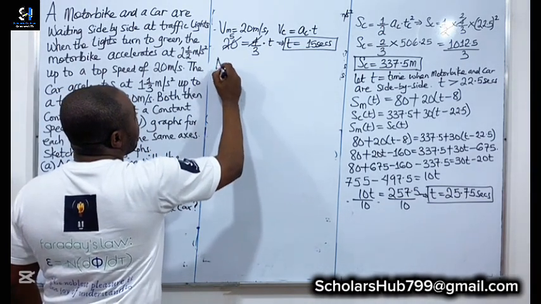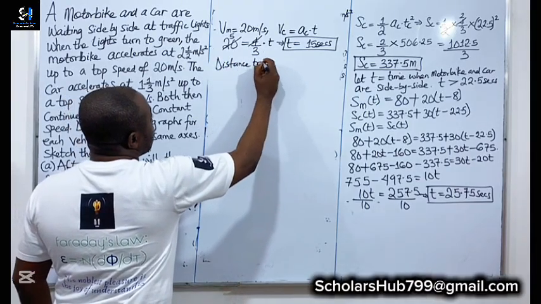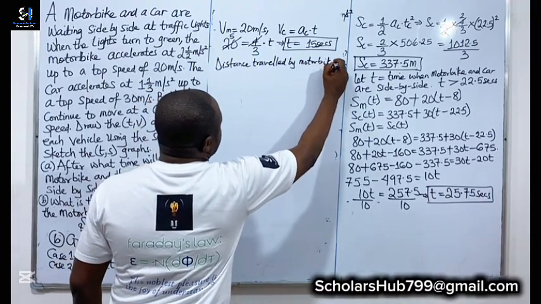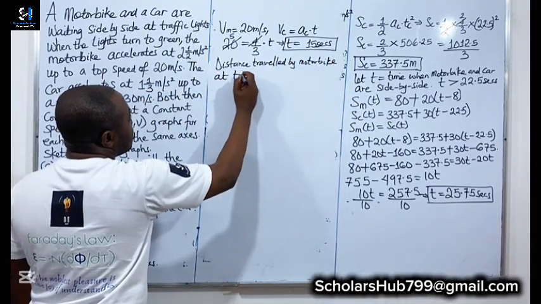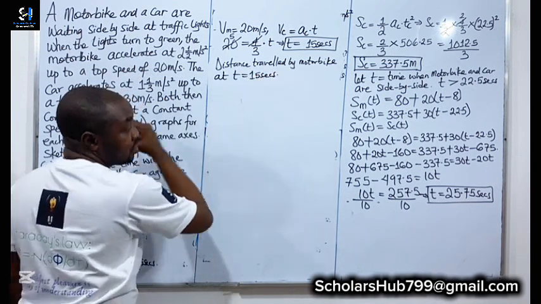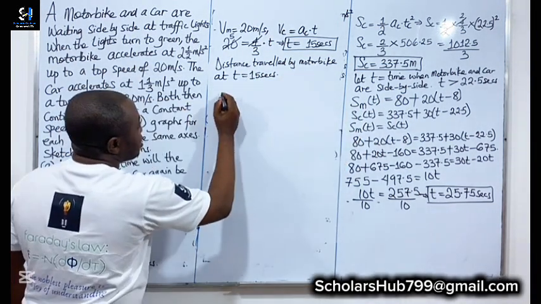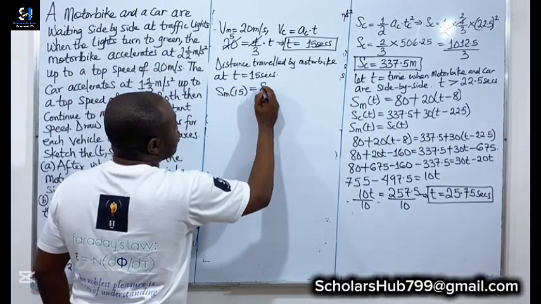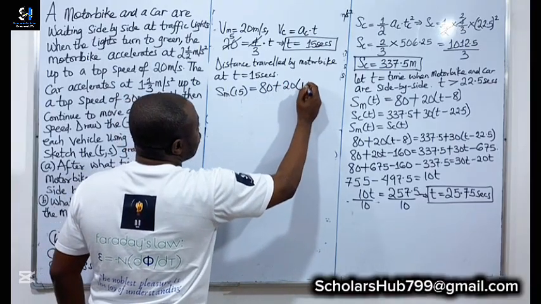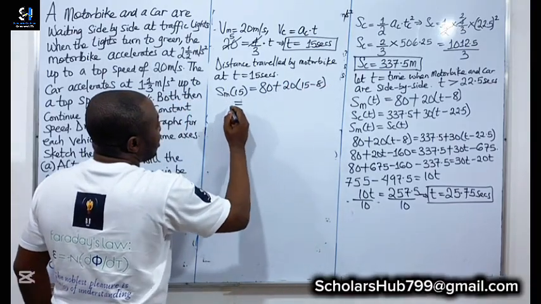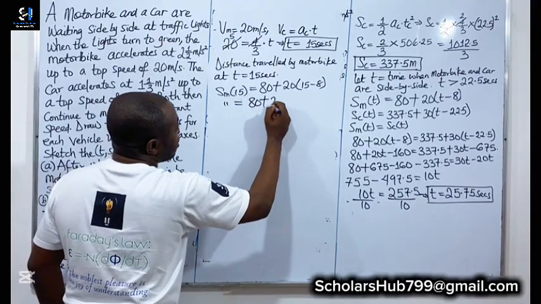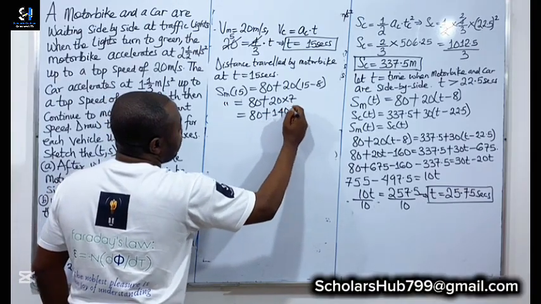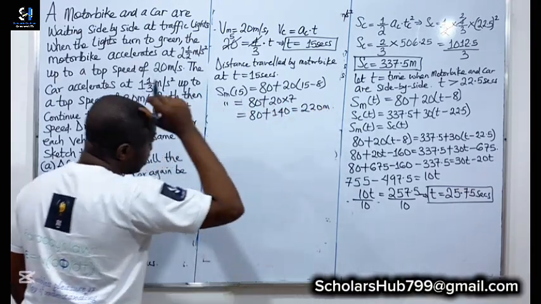Now we have the distance traveled by the motorbike at t equals 15 seconds. I can use this. When t is now 15, that will be equal to 80 plus 20 into 15 minus 8. Then this will be 80 plus 20 times 7, which is 80 plus 140. Of course, this will be 220 meters.